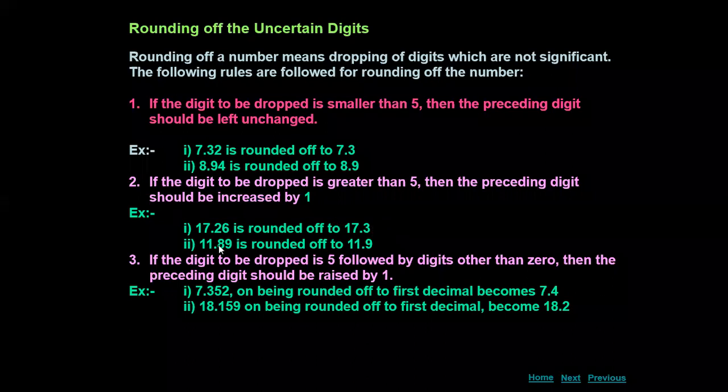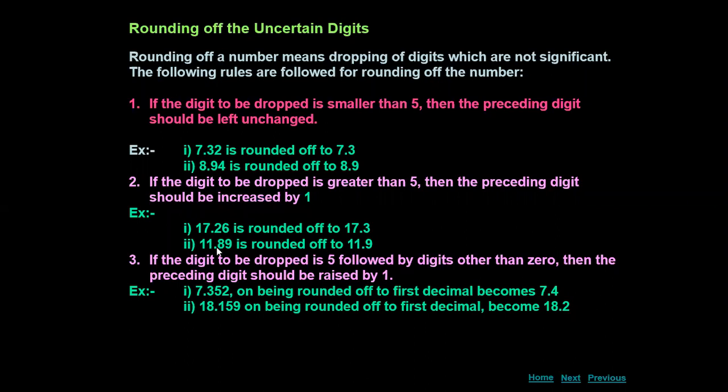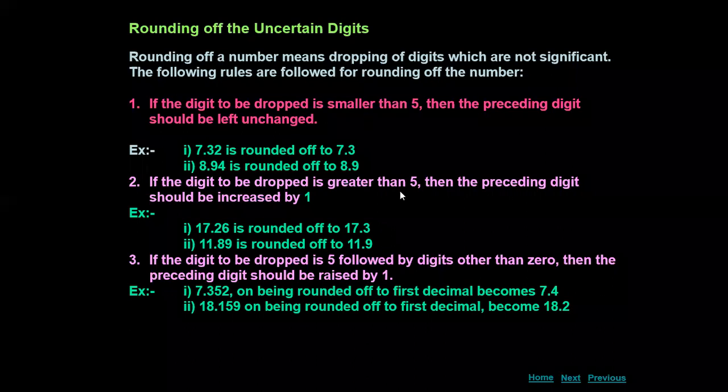Same case in the second example also. 11.89. Here 9 has to be dropped, which is greater than 5. So the preceding digit, 8, has to be increased by 1. So 11.8 becomes 11.9. Right, so that is if it is less than 5 and greater than 5.